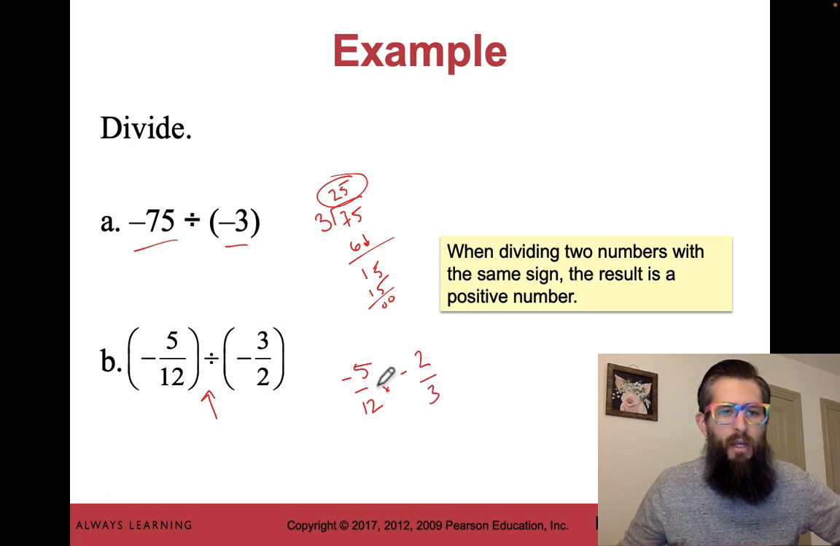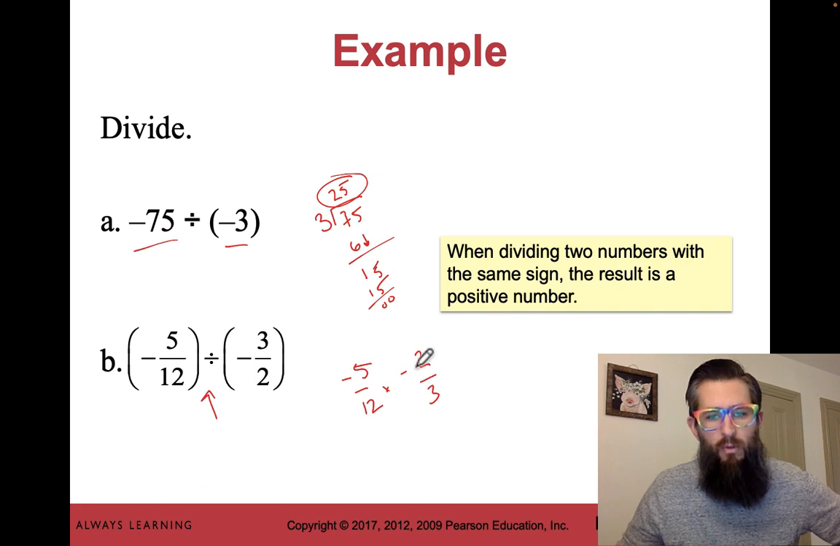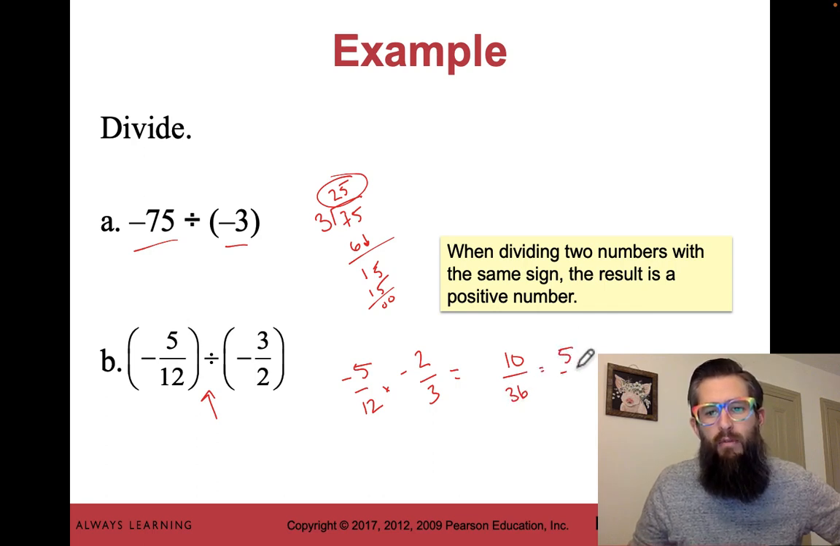So in this case we have negative 5 twelfths times negative 2 over 3. This can be simplified, but I'll simplify it at the end. Negative 5 times negative 2 is going to be positive 10. 12 times 3 is going to be equal to 36. And this is going to be equal to 5/18 because 2 goes into both of these. 10 divided by 2 is 5. 36 divided by 2 is 18.